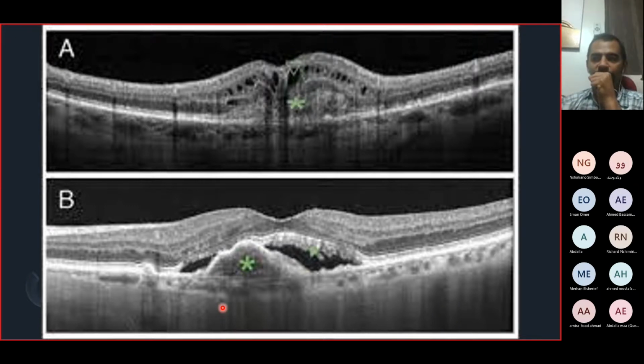If there is no neurosensory detachment, it's only pigment epithelial detachment. Should we start the treatment or not? No need for injection. No need for injection.